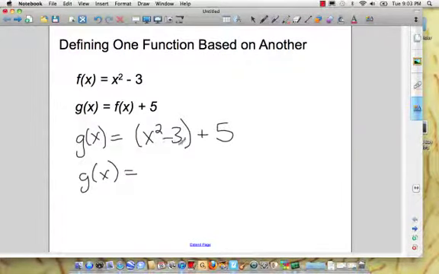And then it's just a matter of cleaning it up with algebra that you know. If you are subtracting 3 and then adding 5, that's a negative 3 and a positive 5. That makes x squared plus 2. So this is how you would write g of x without referring to f of x. Okay, let's look at another example.